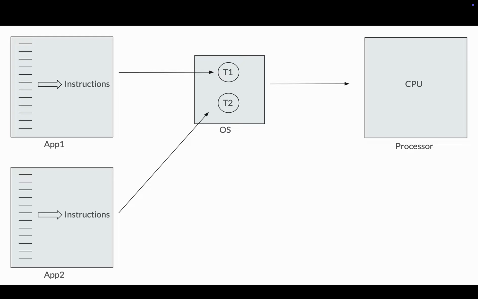No. One processor can execute only one instruction, and it can be either from application 1 or application 2 at any point of time. So how is a decision made to execute an instruction from application 1 at timestamp T1, and from application 2 at T2? There are several strategies followed.